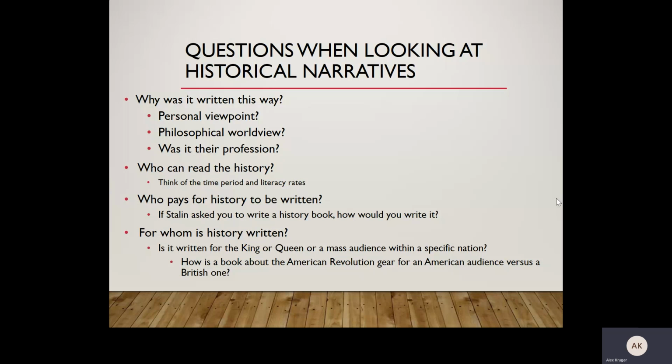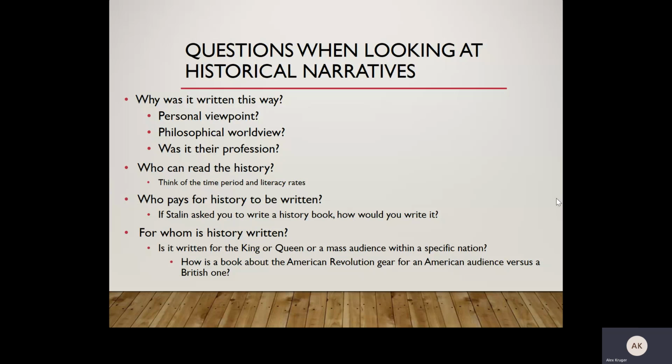This one, if Stalin or Hitler's a little bit better known, so we'll go with Hitler. If Hitler asked you to write a history book, how would you write it? Well, you'd probably write it in a way that made Hitler look good, or else he'd probably shoot you or kill you. And so then anytime anyone reads a book about Hitler written by a friend of Hitler, you have to think they must have written it with Hitler in a good light. That way they don't have to pay the price, or because they like Hitler.